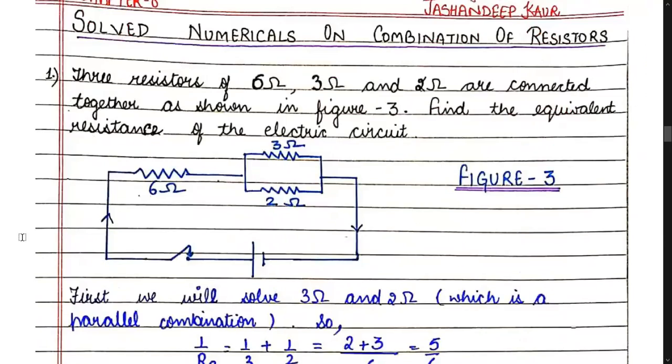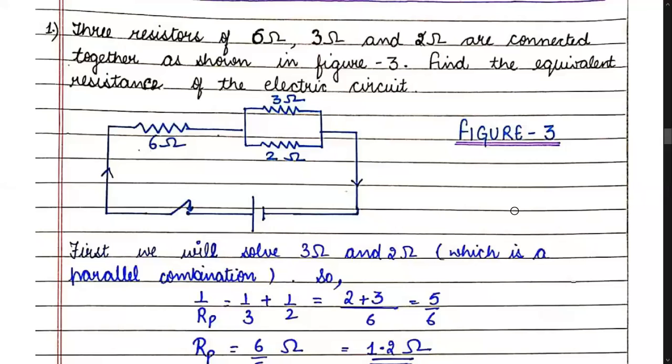Now students, let us learn this combination of resistors by solving some numericals. So students, in figure number 3, 3 resistors of 6 ohms, 3 ohms and 2 ohms are connected together. Find the equivalent resistance of the electric circuit.